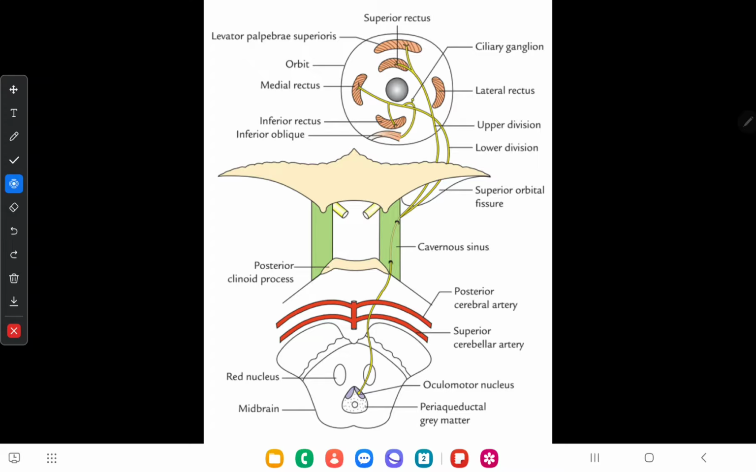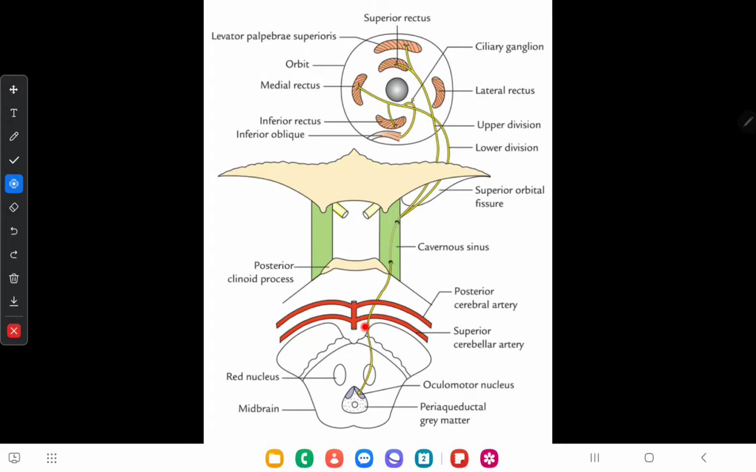Then the course of the axons of the oculomotor nerve inside the midbrain is called the intraneural course. The axons of the neurons of the oculomotor nucleus travel in the anterior direction through the red nucleus and the medial part of the substantia nigra. When we talk about the point of emergence, the oculomotor nerve emerges from the ventral aspect of the midbrain by piercing the medial aspect of the cerebral peduncle. It appears in the posterior part of the interpeduncular fossa.